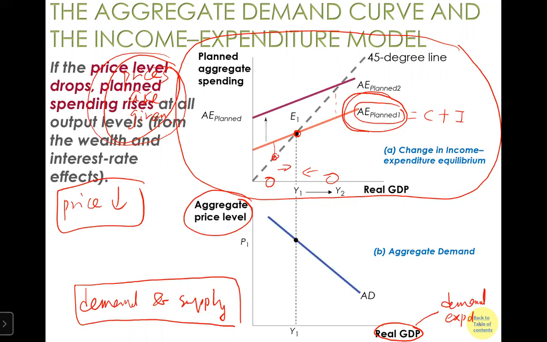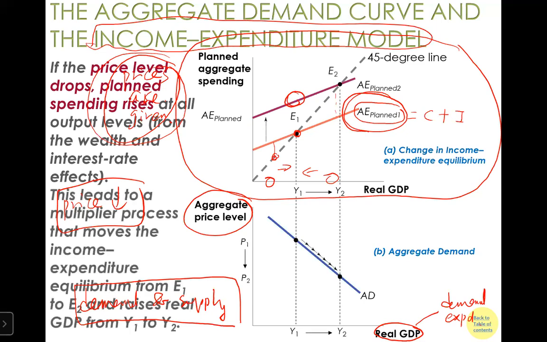Now the interest rate effect says if the price goes down, you need less cash to pay for transactions, so you probably leave more money in the bank. In that sense, the bank will provide lower interest to attract your deposit. This reduction in interest rate will make investment expenditure increase, because it becomes cheaper to invest. So both effects lead to an upward shift of the aggregate expenditure line. That's based on the income expenditure model we discussed in the previous chapter. So at a lower price, we'll end up with a higher level here. We moved here, right?